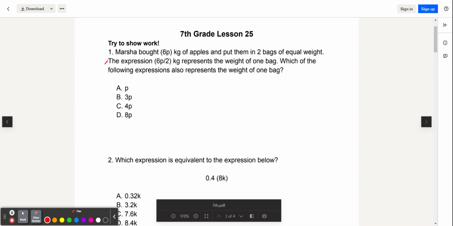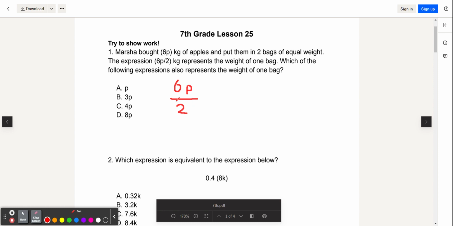So for our first problem, we see that Marcia bought 6p kilograms of apples and put them in 2 bags of equal weight. The expression 6p divided by 2 kilograms represents the weight of 1 bag. Which of the following expressions also represents the weight of 1 bag? So this is a simple, straightforward simplification.